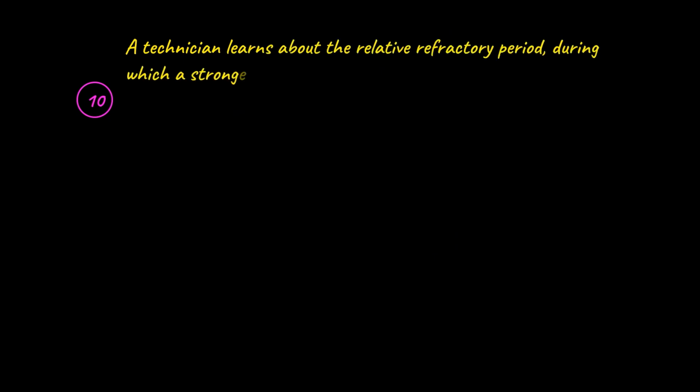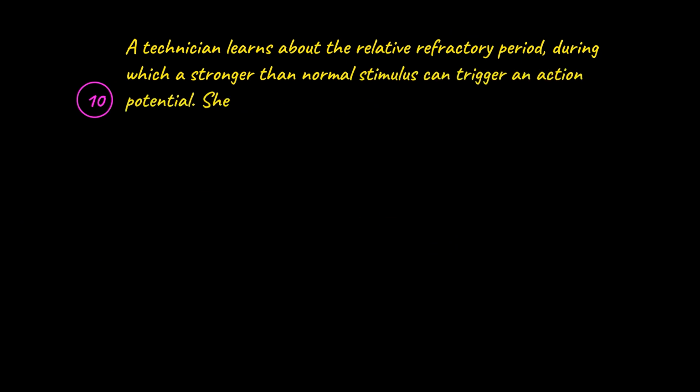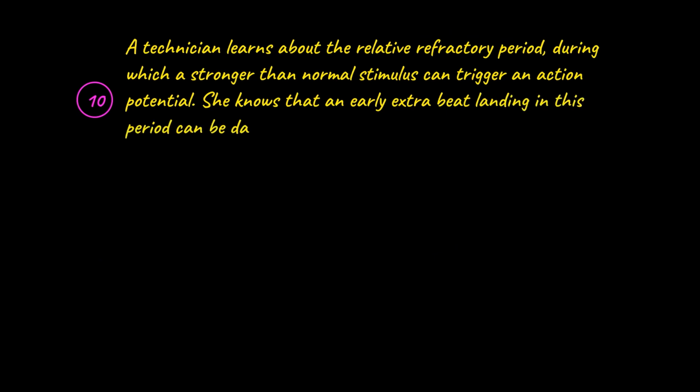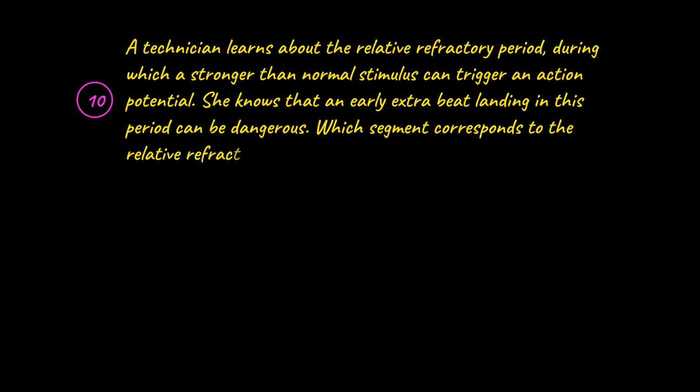Question 10. A technician learns about the relative refractory period, during which a stronger than normal stimulus can trigger an action potential. She knows that an early extra beat landing in this period can be dangerous. Which segment corresponds to the relative refractory period and R on T risk?